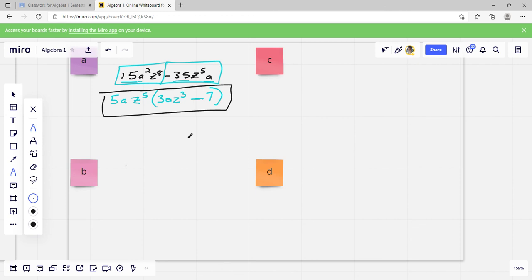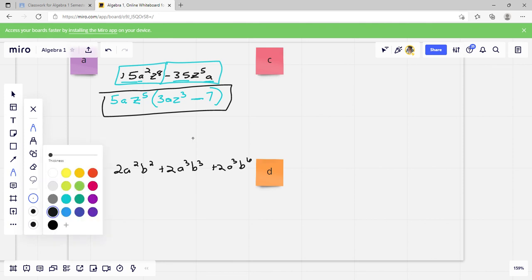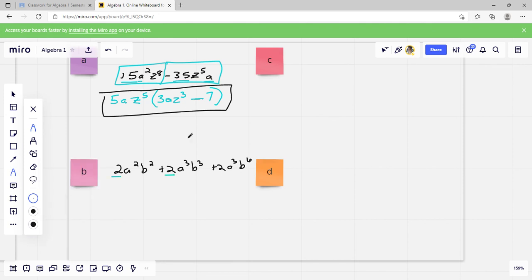Okay, B has 2a squared b squared plus 2a to the 3rd b to the 3rd plus 2a to the 3rd b to the 6th. So we got 3 factors on this one. Alright, so first we're going to look at our numbers. 2 will go into all those, so it's 2. Then we'll look at the a's. That's squared, 3rd, and 3rd, so it'll be a squared. And then our b's, 2, 3, and 6. The lowest one's 2.